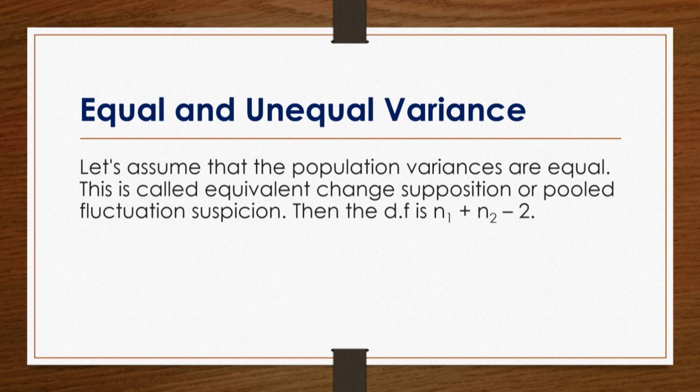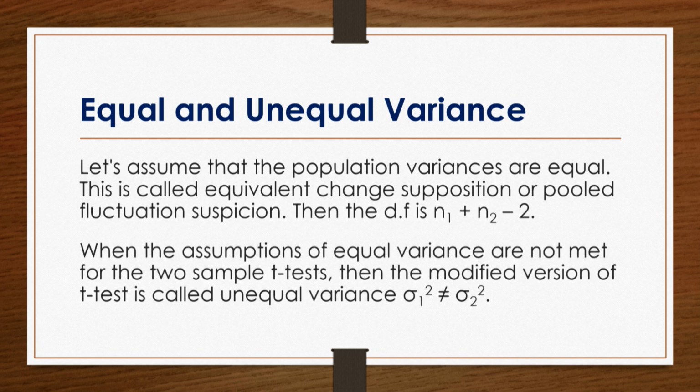Equal and unequal variance. Let us assume that the population variances are equal. This is called the equal variance assumption or pooled variance assumption. Then the degrees of freedom is given by n1 plus n2 minus 2. When the assumption of equal variance is not met for the two sample t-test, then the modified version of t-test is used, called unequal variance, that is sigma 1 square is not equal to sigma 2 square.